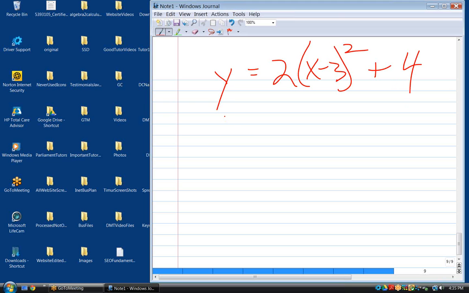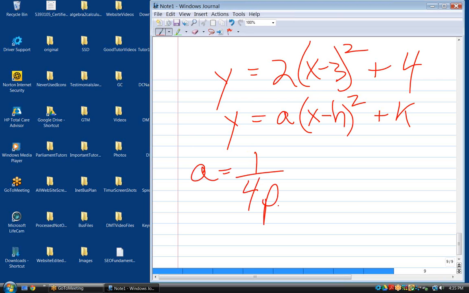So this is, first of all, in this format, not my other format. But in order to figure out the focus, you have to know the relationship between a and the focus. So what is a equal to in terms of the focus? a equals 1/4p, where p is the focal length. So in this case, we have 2 equals 1/4p. So what does p equal?